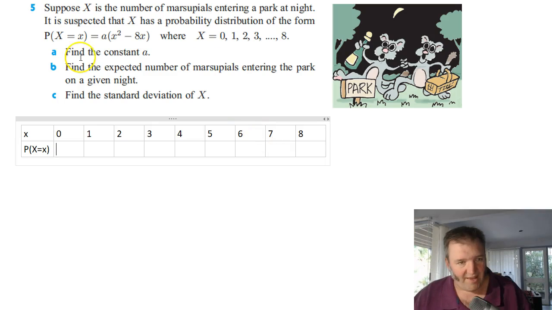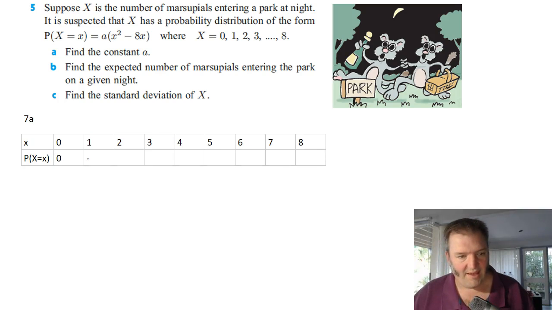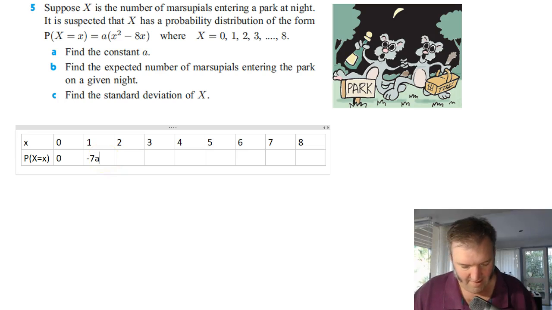Now we find this by going x squared minus 8x. This is 0 squared minus 8 times 0. That's just 0. 1 squared minus 8 times 1 is negative 7, and remember we've got the constant a in front, so this is actually negative 7a.